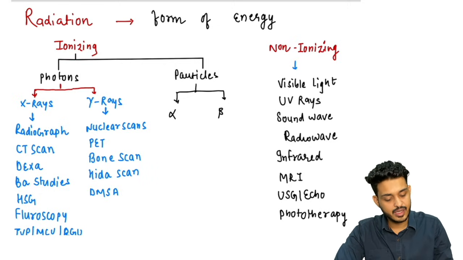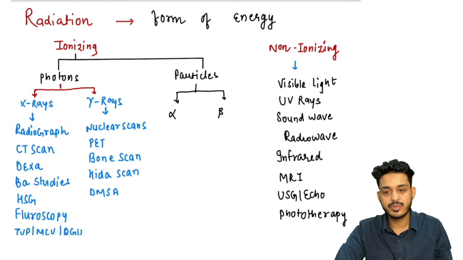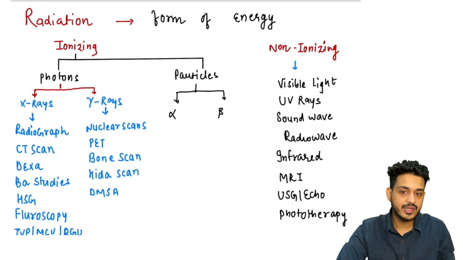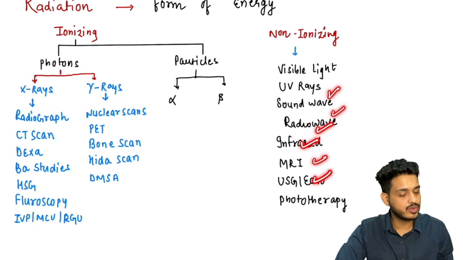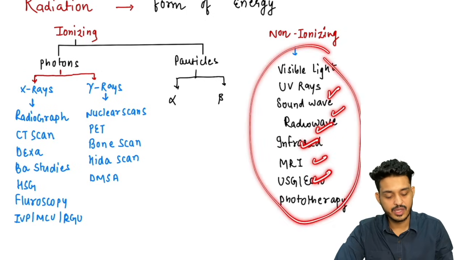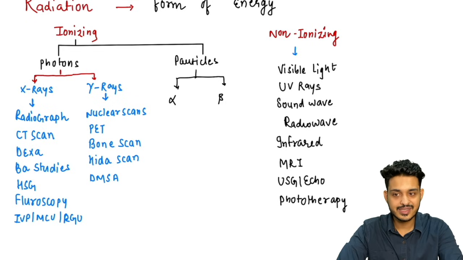Non-ionizing radiations are those rays which are not going to penetrate the body. For example, visible light, UV rays, sound waves, radio waves, infrared, MRI, USG, phototherapy. All these things are non-ionizing radiation.